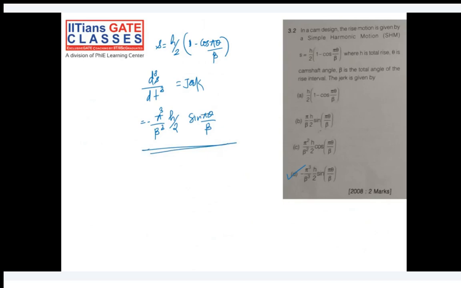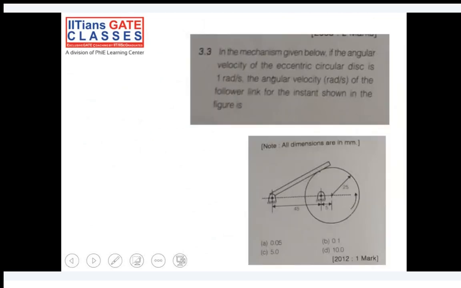Can I proceed to the next slide? Yeah, take this question and think on it. The mechanism is given below. The angular velocity of the eccentric circular disk, it's not rotating about this point, it is rotating about this point. So it's an eccentric circular disk which is acting as a cam in this case, and omega is given as 1 radian per second.